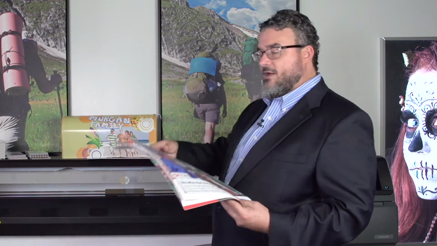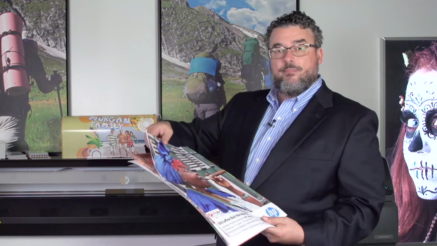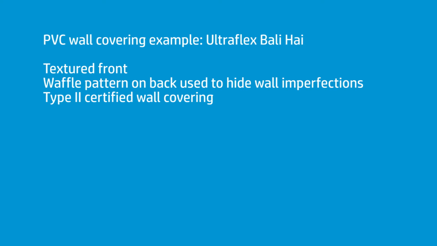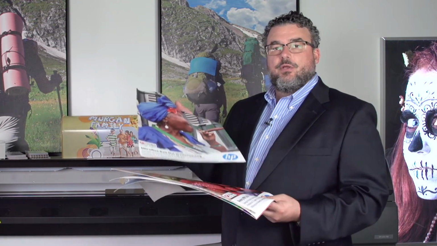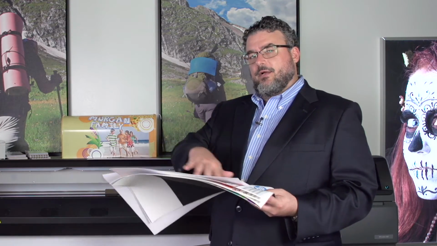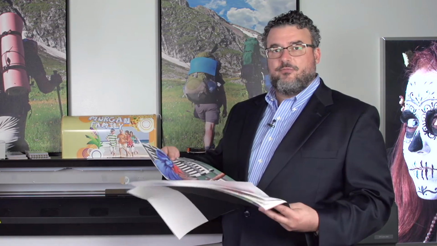Here's another version of it, and this is made by Ultraflex. It's called Bali Hai. This has a texture to it, so it has a textured wall covering, and then the back of it you notice is waffle pattern. The waffle pattern is to hide imperfections in the wall. And again, this is a Type 2 commercial wall covering. And we'll talk a little more about Type 2 when I go into PVC wall coverings in depth.